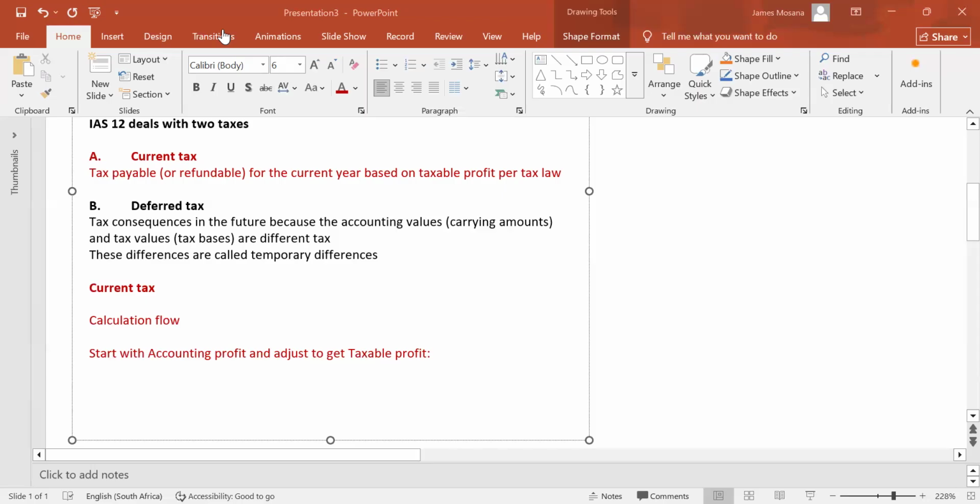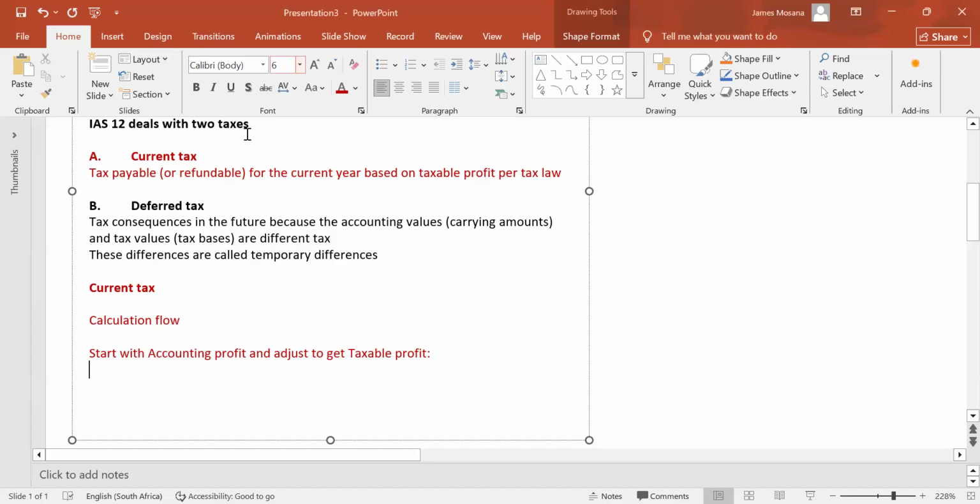Okay, so I am now looking at your attempts. So I will put the profit before tax, add or less deductible or taxable items, less movement of deferred tax, and multiply by the tax rate. Correct. Adjust for the temporary and non-temporary differences after accounting profit before tax. Great.